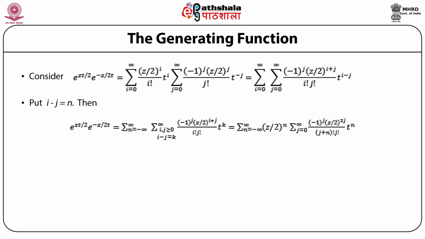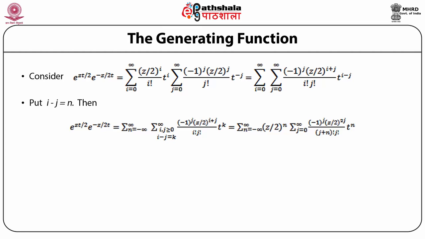Let us put i minus j is equal to n. As i and j vary independently from 0 to infinity, n varies from minus infinity to infinity. Hence, we can write the above double series as e raised to power zt by 2 into e raised to power minus z by 2t is equal to summation over n going from minus infinity to infinity, within that the summation over i, j greater than or equal to 0 and going till infinity. The condition is i minus j is equal to n. The terms include minus 1 raised to power j into z by 2 raised to power i plus j into t raised to power n divided by i factorial into j factorial.